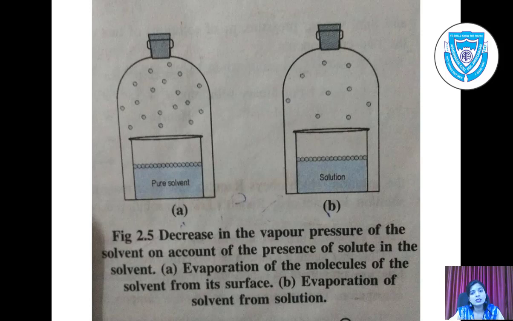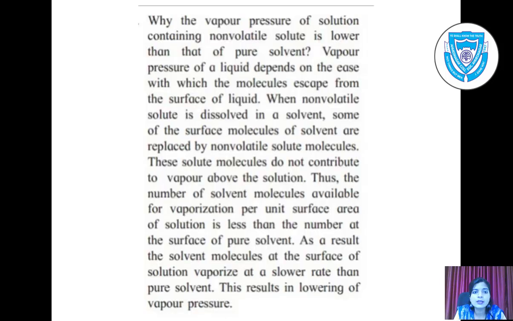Now here you can see in case of pure solvent, that is in case A, more molecules have evaporated, whereas in case B fewer molecules have evaporated. So in case A, the vapor pressure exerted will be more. More vapor pressure is exerted because more molecules have evaporated. Whereas in case B, fewer molecules have evaporated and therefore less pressure is exerted. And this is lowering of vapor pressure. In short, I have told you. Now we'll see this in a deeper manner.